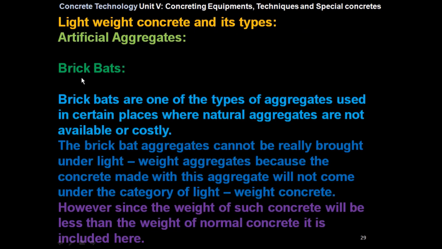Now we will see another artificial aggregate, brickbats. Brickbats are one of the types of aggregates used in certain places where natural aggregates are not available or are costly. The brickbat aggregates cannot really be brought under lightweight aggregates because the concrete made with this aggregate will not come under the category of lightweight concrete. However, since the weight of such concrete will be less than the weight of normal concrete, it is included here.